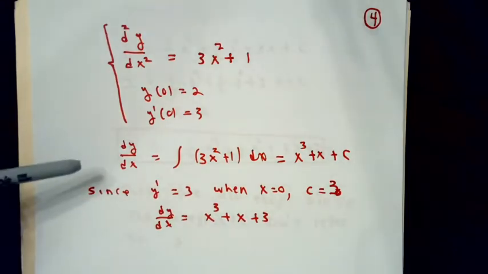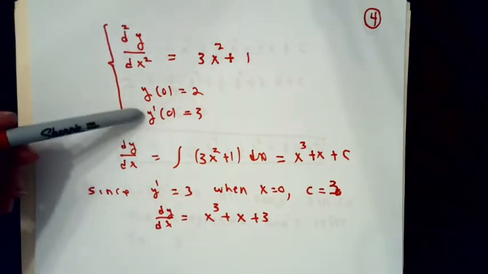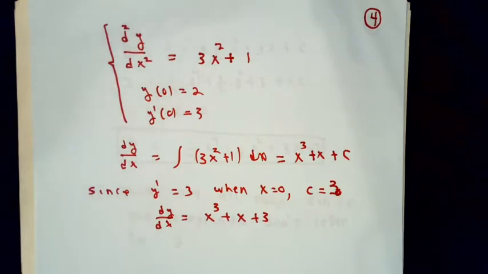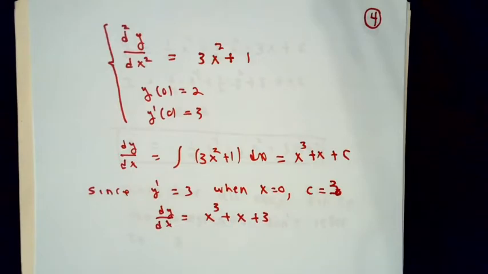If you integrate it the first time, you'll find out that the derivative of y with respect to x has to be x cubed plus x plus a constant. However, since you know that when x is 0, you're supposed to get 3 for y prime, this lets you figure out what the C is. So dy/dx is certainly got to be x cubed plus x plus 3. We're looking for what y is, though. We'll need an additional fact to get rid of the constant of integration to come, and luckily we have an additional fact that we haven't used yet.